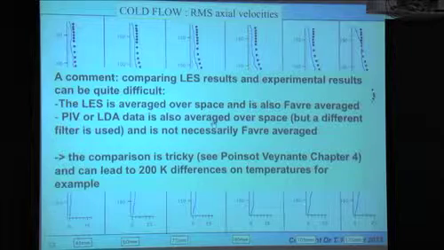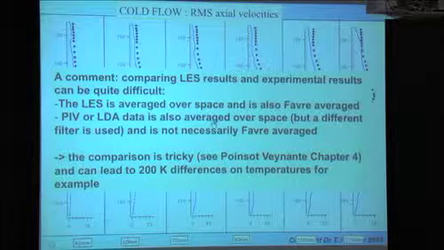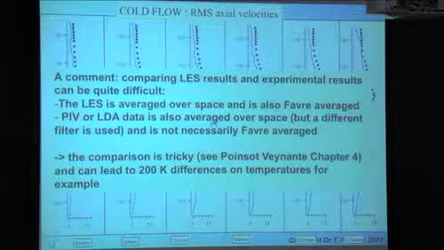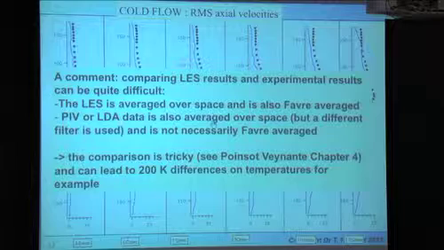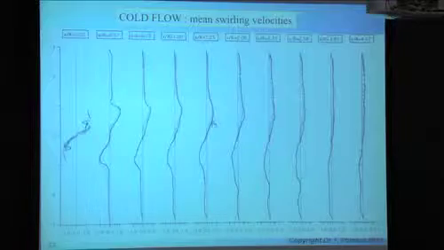Now, as I said before, you want to be careful when you compare things because you are comparing Favre averages with Reynolds averages, and you get all these problems I discussed yesterday. I don't want to go back to that. Even when you talk to them, knowing if they measure Favre or Reynolds average is quite difficult.